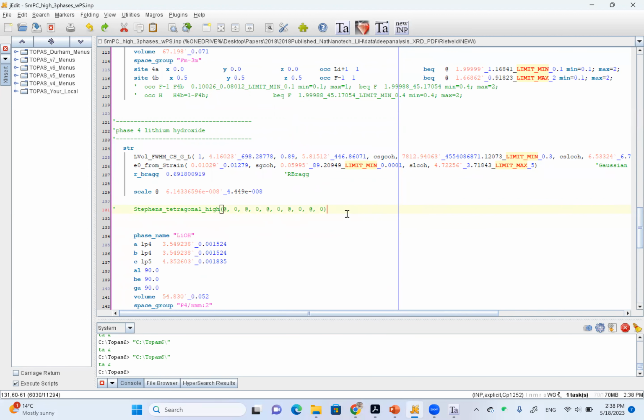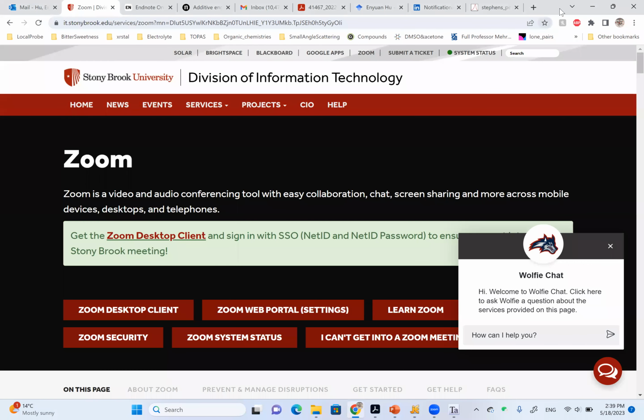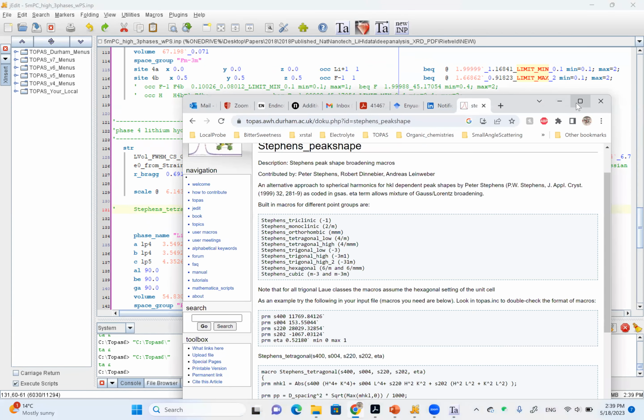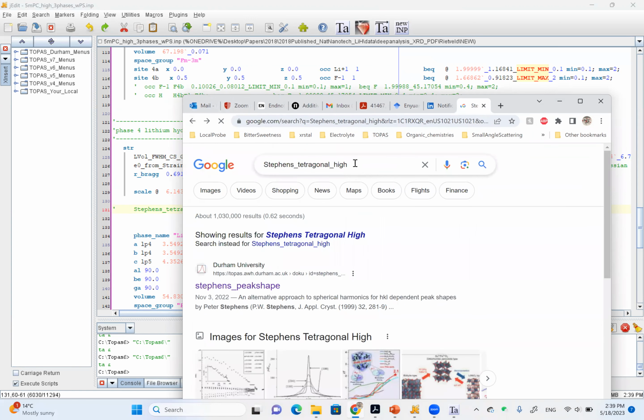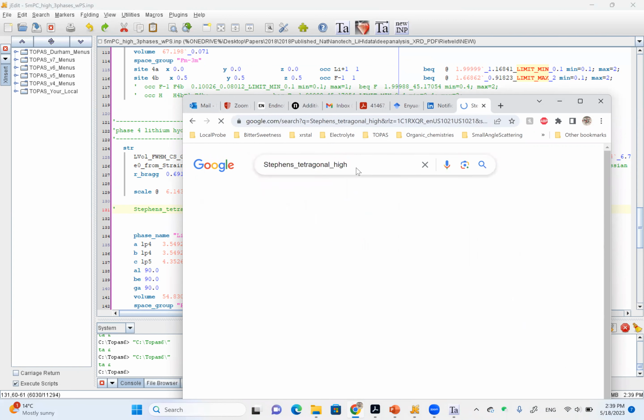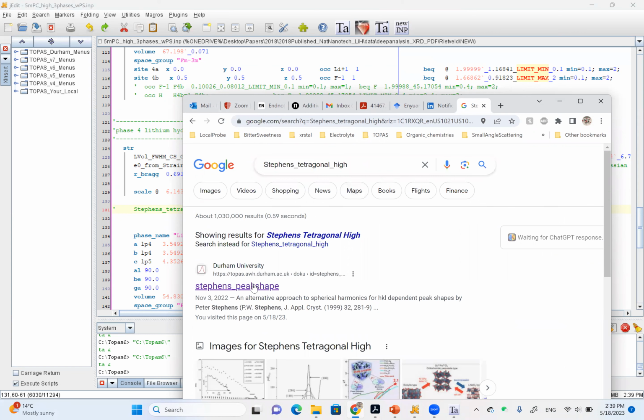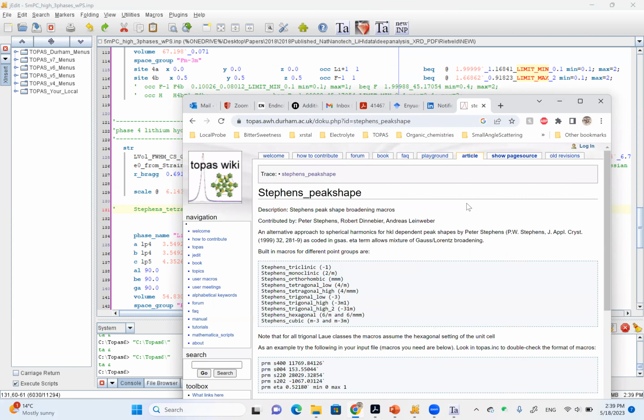If you meet other symmetries, so this hydroxide is tetragonal. If you meet other symmetries, what you need to do is search for the Peter Stephens function in Google. So I directly search this keyword, right? You search this keyword, and it will bring you to more details about other symmetry systems.